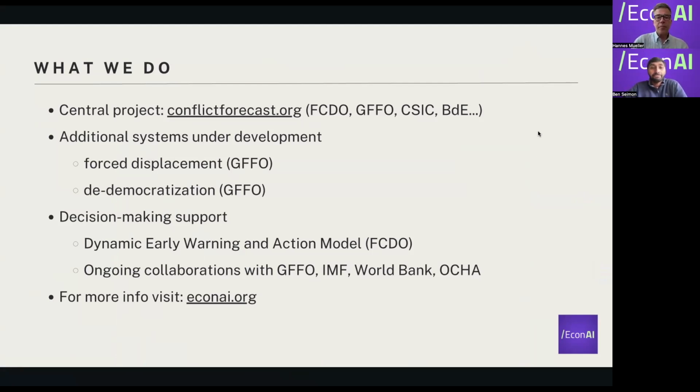We are also developing additional systems right now for the GFFO on forced displacement and denuclearization, but an entirely different arm is providing decision-making support, where we try to use these forecasts. This is the spirit of the project we're going to present today: between forecasting and decision support. It's the thing we're most excited about, and what we're going to talk about next.